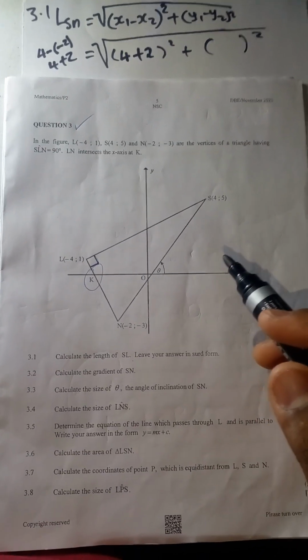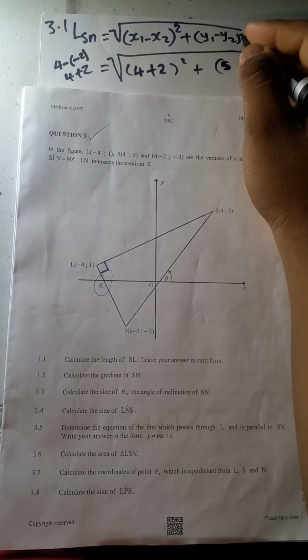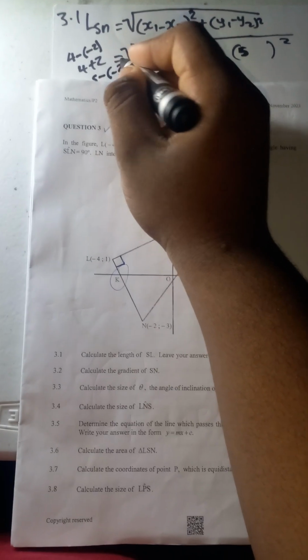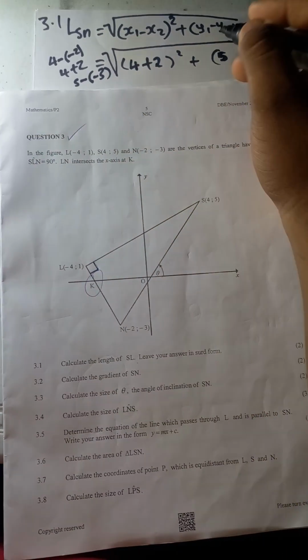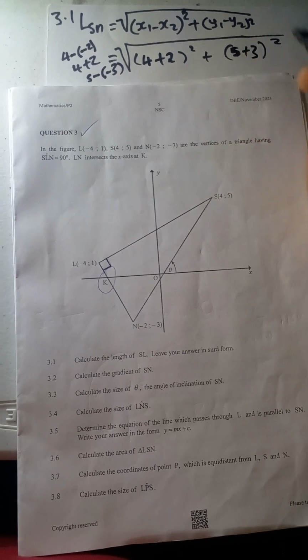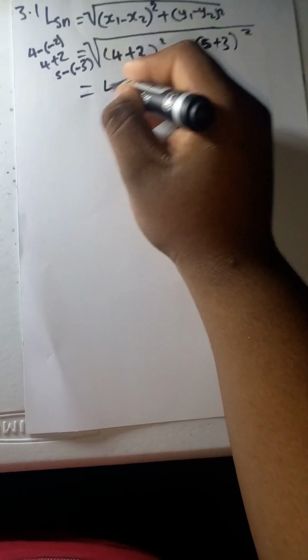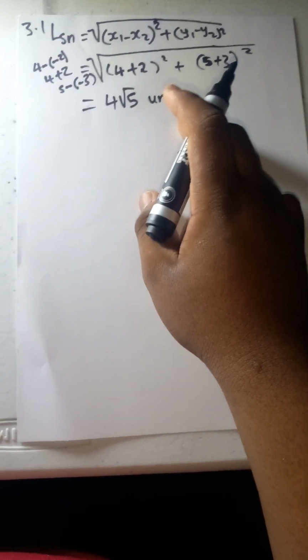Now let's go to S again. At S, the y value is 5. Now I'm considering the y values. It is 5 there, and at N the y value is also negative, so 5 minus negative 3 is the same as 5 plus 3 squared. When it is like that, you can simply punch that on your calculator and you'll get your answer: 4 root 5 units. Is it fine, guys?